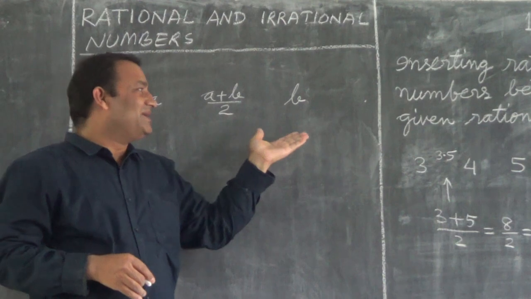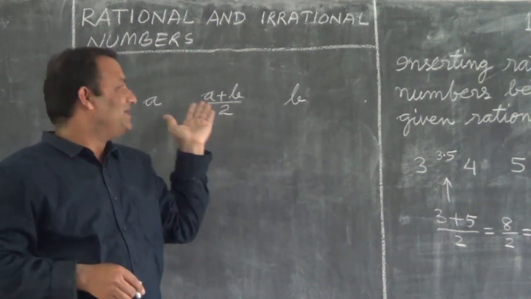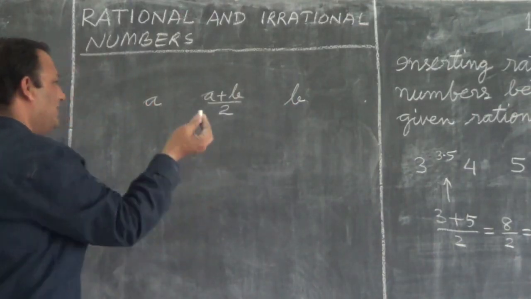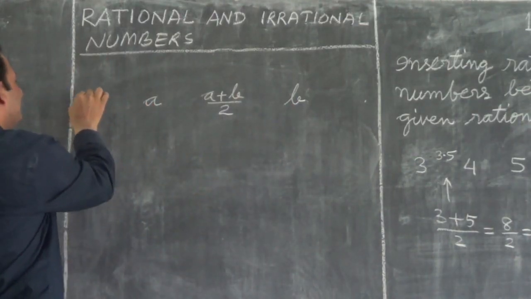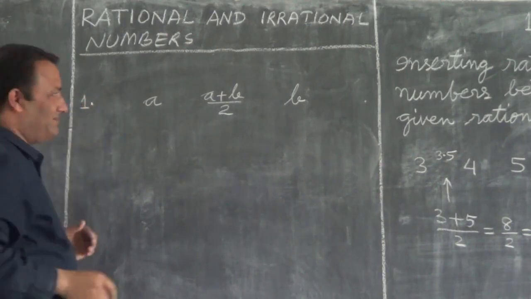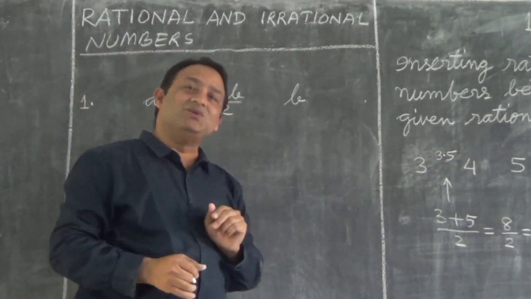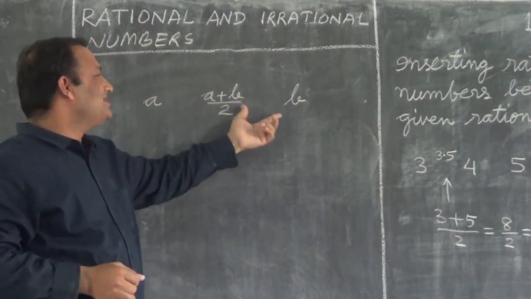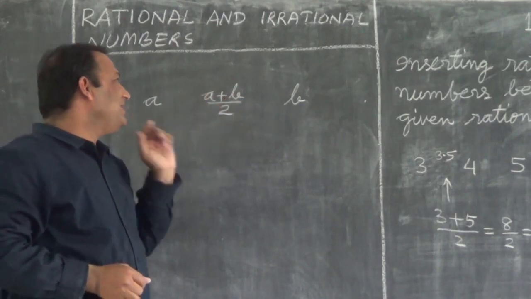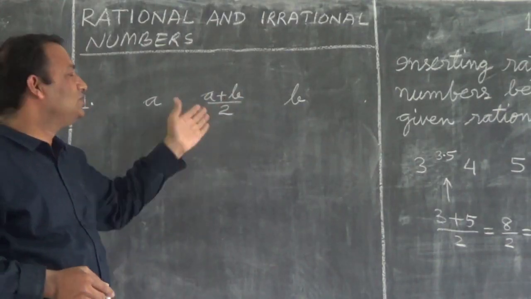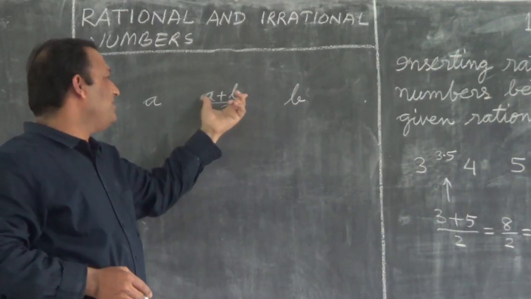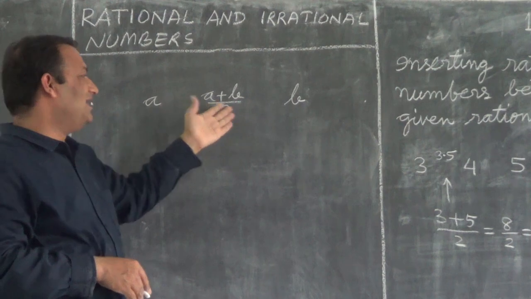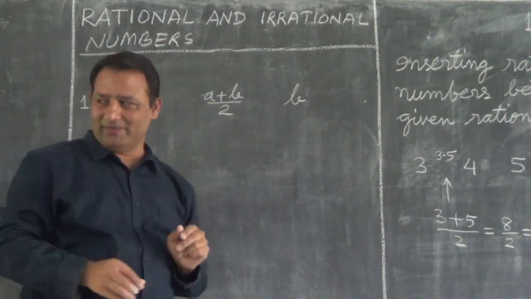This is inserting a rational number between two given rational numbers. See, this is method number 1. If A and B are any two rational numbers, then a rational number between these two numbers is given by A plus B, whole divided by 2. That is the rational number between the two numbers.